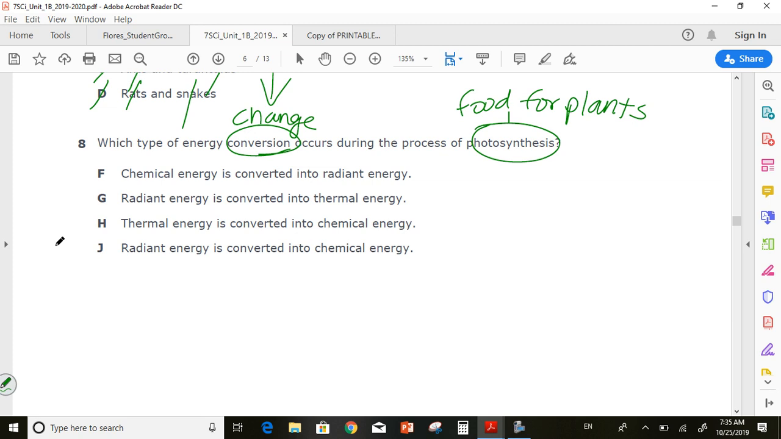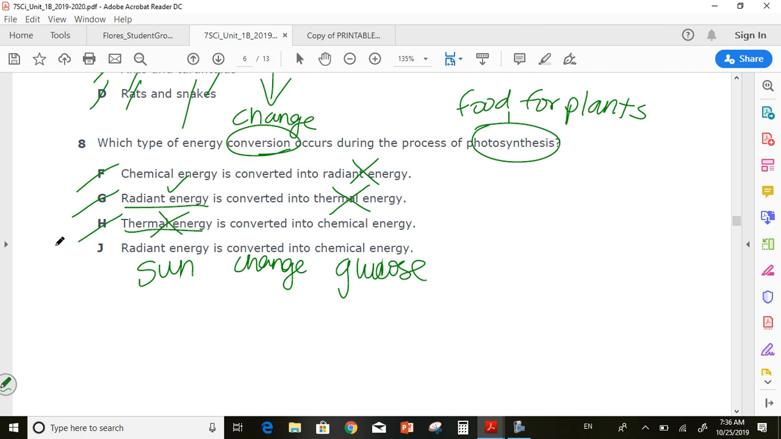Well, chemical energy is converted into radiant energy. No, we do not make radiant energy. That just comes straight from the sun. Radiant energy, okay, that's a question mark so far, is converted into thermal energy. No, that's not what happens. Plants do not keep heat stored in there. Thermal energy means heat. Okay? Thermal energy, we already started off wrong, is converted into chemical energy. So no. Radiant energy from the sun is converted, is changed into chemical energy, into glucose. That's true. So J is your best answer choice.